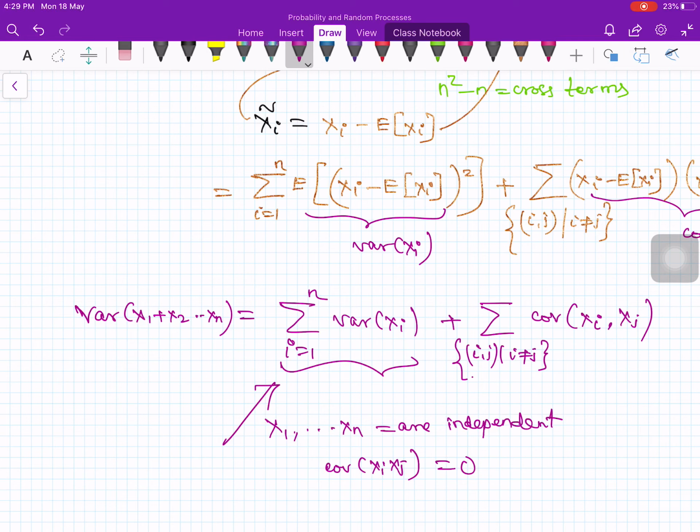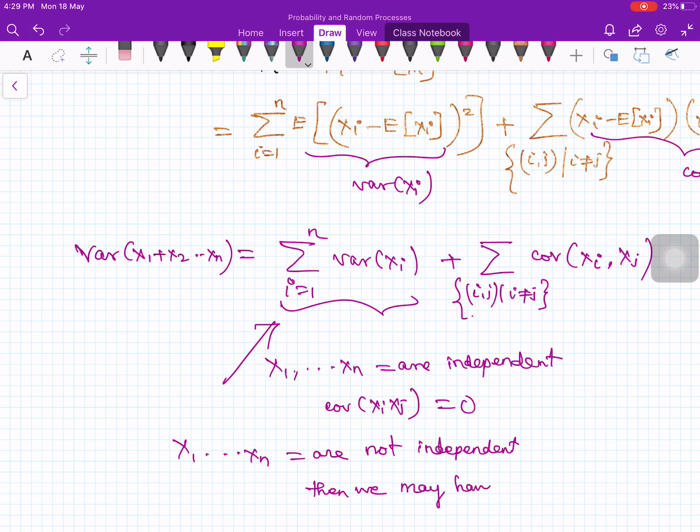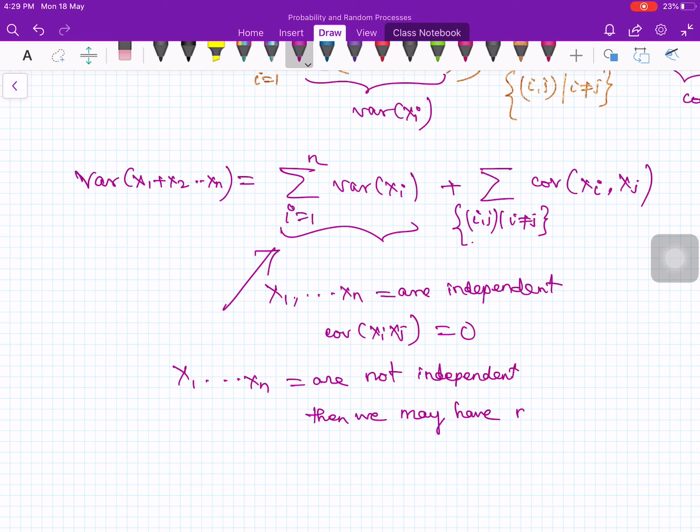That's all. So for the general case where we may have dependencies, when x1 up to xn are not independent, then we may have non-zero covariances. It is not necessary that you have non-zero covariances, but it is possible that you may have them.